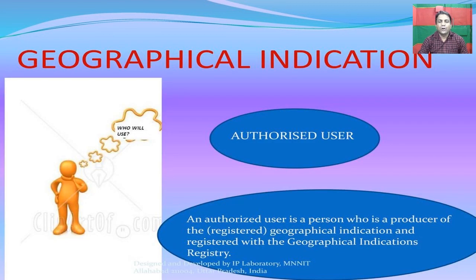Geographical indications: authorized users. An authorized user is a person who is a producer of the registered geographical indication and is registered with the Geographical Indication Registry. After all this process, a person should be authorized. The names of the persons in a particular region or locality where the GI is registered are entered with the Geographical Indication Registry.